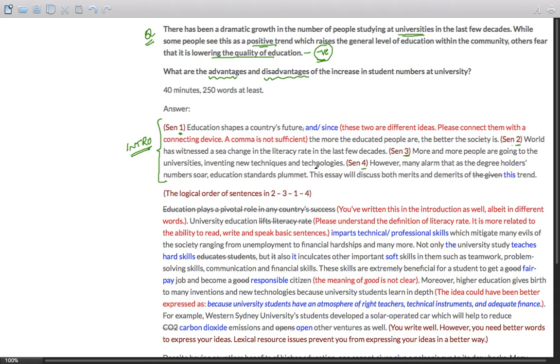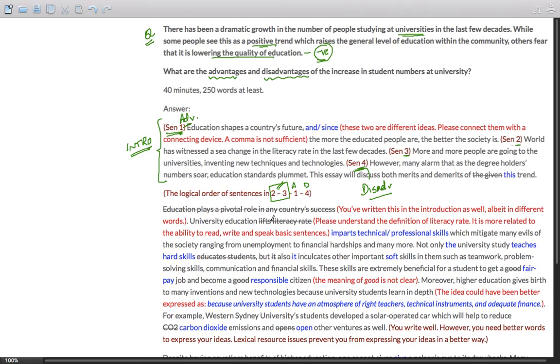What is the reason? Well, sentence 2 and sentence 3, if you go through them, are general sentences. They are based on literacy rates, university education, new techniques, technologies. So these are general sentences. Sentence 1 is a sentence on advantages, while sentence 4 is the one on disadvantages. So you cannot mention advantages and disadvantages before writing a general sentence. So there are two general sentences which must be written before advantages and disadvantages.